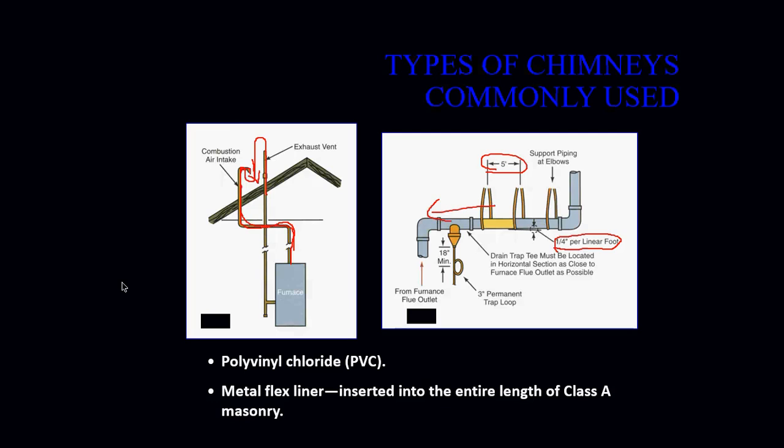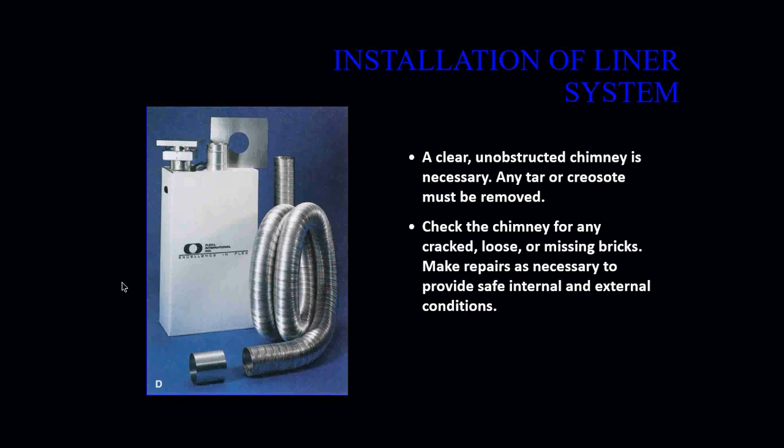Okay, any sort of metal flex liner has to be inserted into the entire length of a Class A chimney. We just cannot take these types of flue pipes and stick them into a regular chimney. We do need to put in a chimney liner in order for them to work. And that's what a chimney liner would look like.